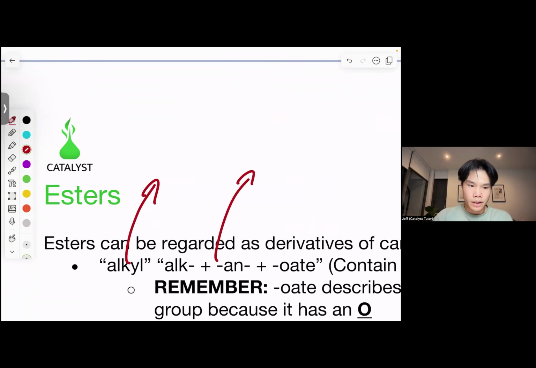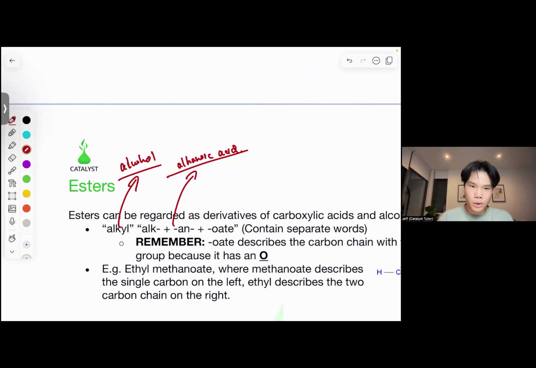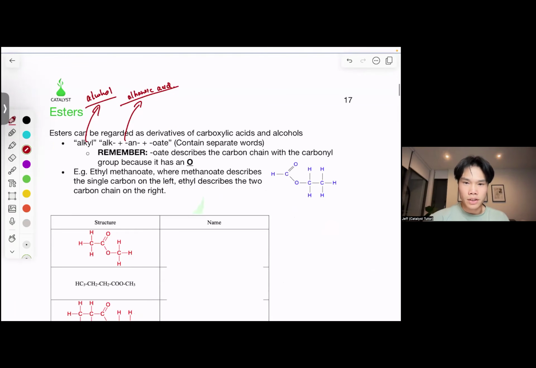Alkyl, alkanoate. Okay, got a mix. Alkyl is from alcohol. Alkanoate is from alkanoic acid or carboxylic acid. Same thing. Be clear, because otherwise you will mix up your names. When we name our esters, the alkyl component will just take on the chain length of the alcohol you used to make it, and the alkanoate will take on the alkanoic acid that makes it.